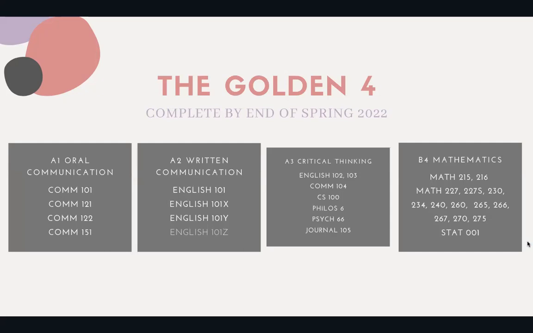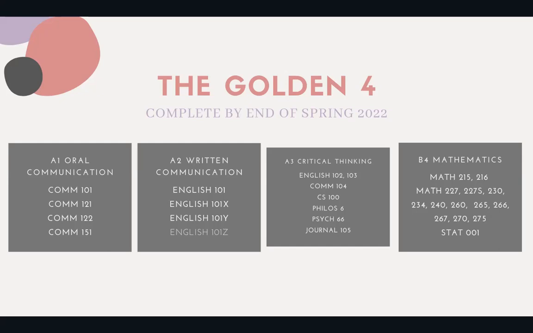Now, the Golden 4. Sometimes my students ask me, what are the Golden 4 exactly? Can you please tell me? So you need to have one class in each of these sections done with a grade of C or better. So for Area A1 oral communication, you can choose from Com 101, 121, 122, or 151. You just need one class. Written communication, you need English 101 or 101X, 101Y, or 101Z. One of those needs to be completed with a C or better by end of spring.